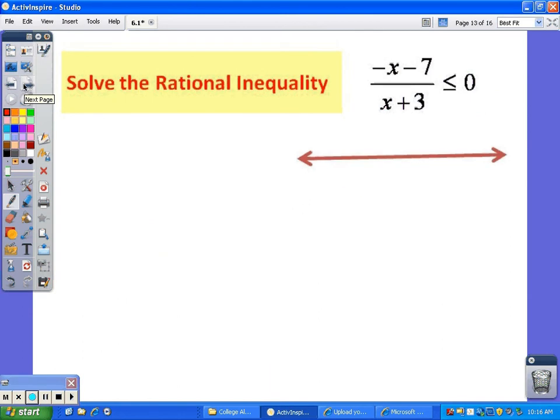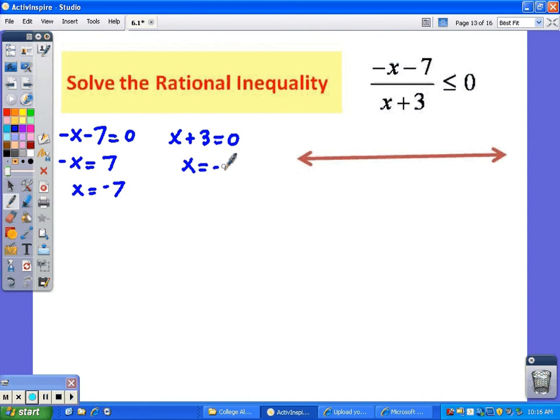All right, this next one. Again, they've already set it to 0 for us. So we'll take the top, set it equal to 0, take the bottom, set it equal to 0, and solve them to get our critical values. Getting your critical values, we would get a -7 and a -3. Putting those on our number line, -7 is smaller, so it'll go to the left. -3 is larger, so it'll go to the right.